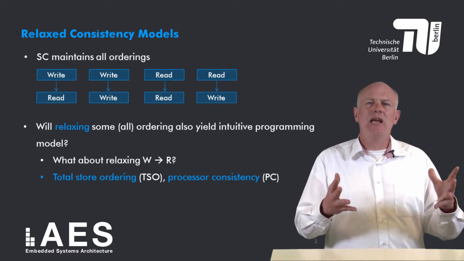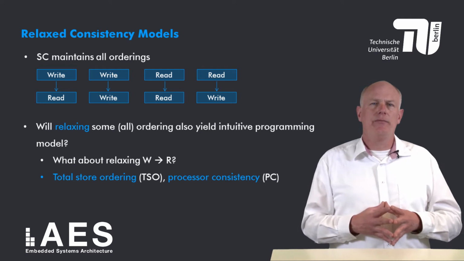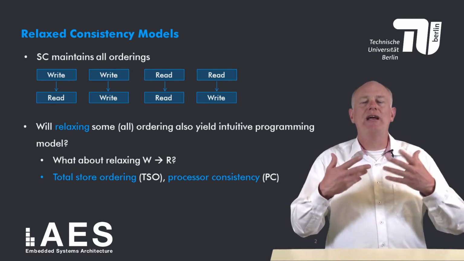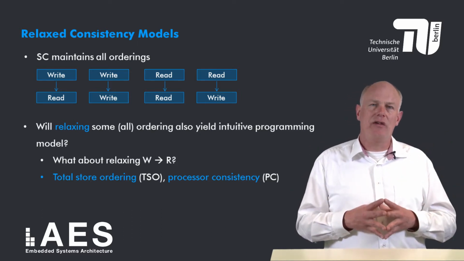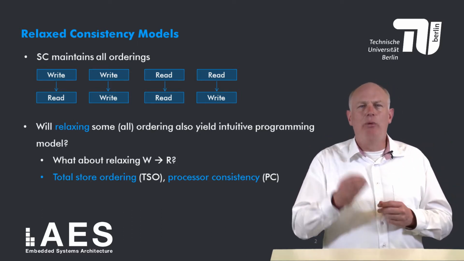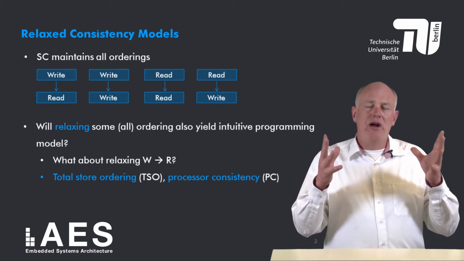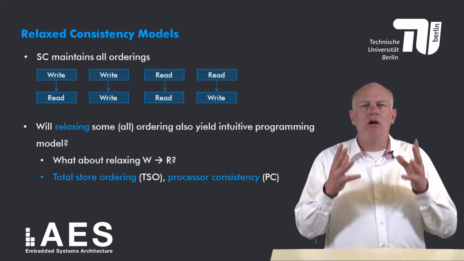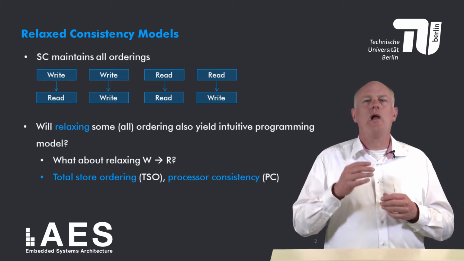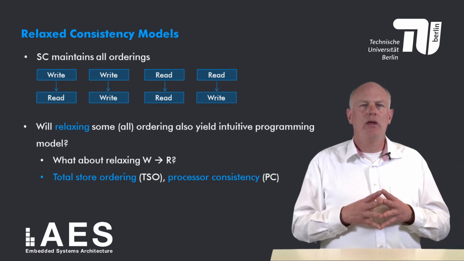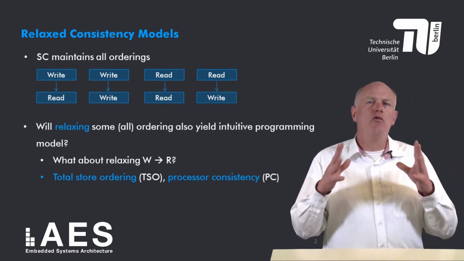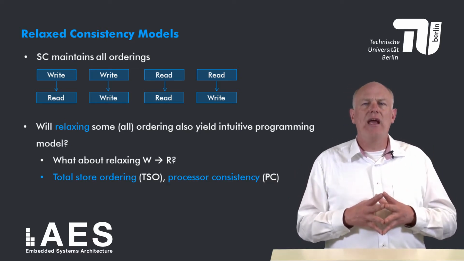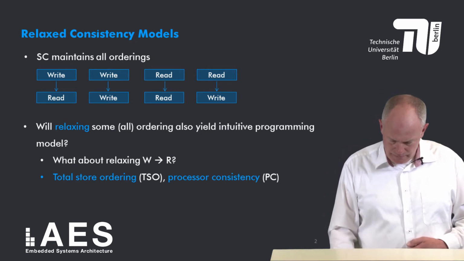What about relaxing the write then read order, allowing a read to bypass an earlier write, provided of course they access different addresses? This would be a very important optimization since reads are often on the critical path. The processing core is waiting for data while writes can be handled in the background. Two memory consistency models relax the write then read order. They are called total store ordering and processor consistency.